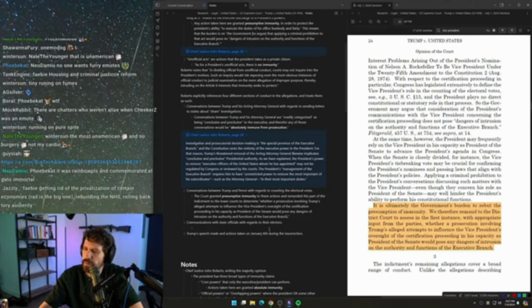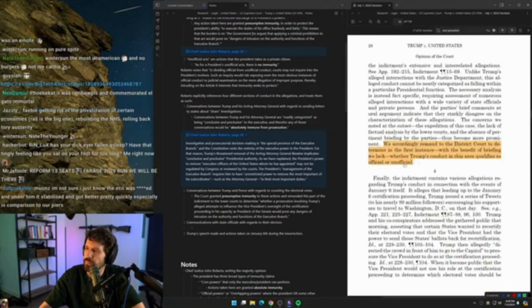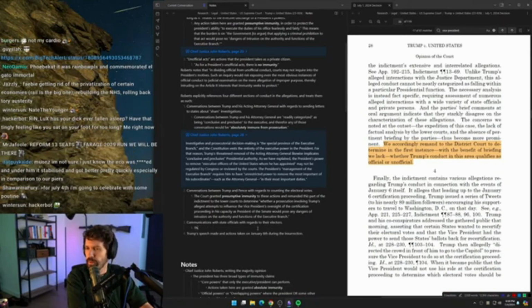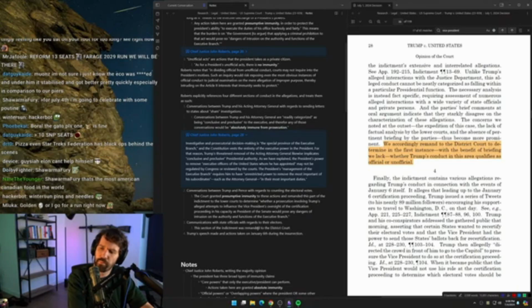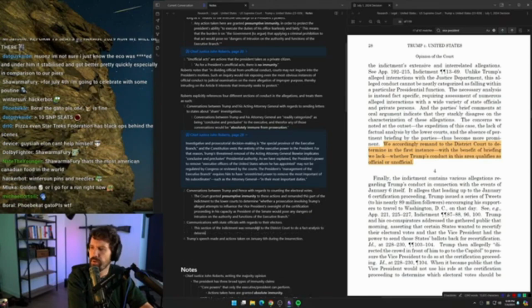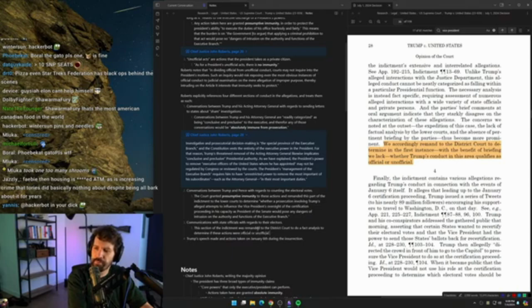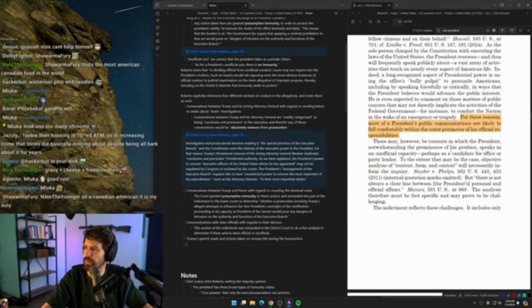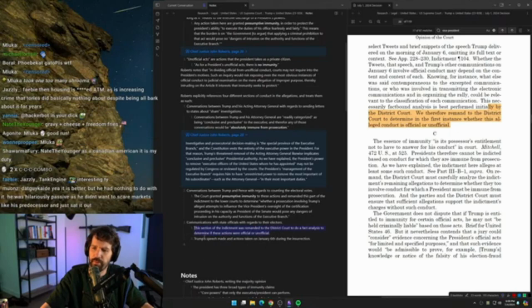Okay. Communications with state officials with regards to their electors. This section of the indictment was remanded to the district court to do a fact analysis to determine if these actions were official or unofficial. And then I believe for these it was the same thing. Official or unofficial, same thing.